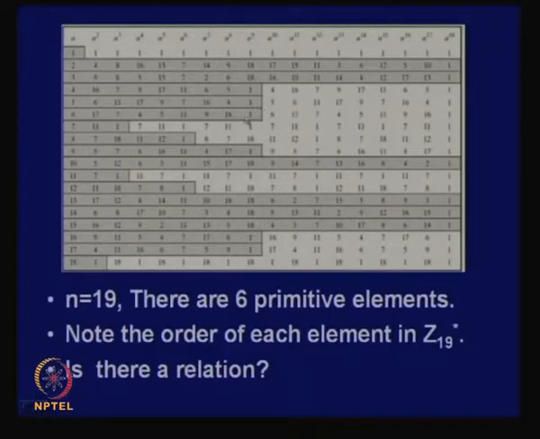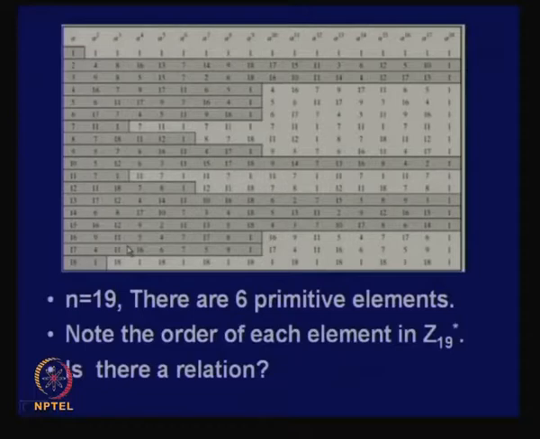But in this case you will find that there are exactly 6 primitive elements. Why? Because this is one primitive element, this is another, and another, and another. So how many primitive elements do you have? There are 6 primitive elements. Okay. So can I justify why there are exactly 6 when n is equal to 19?